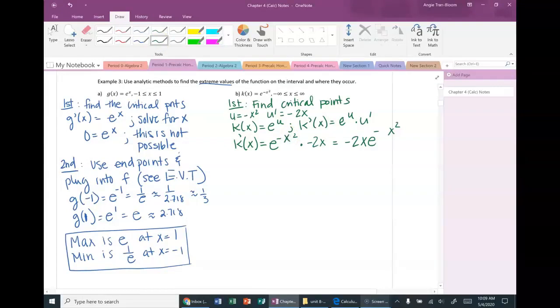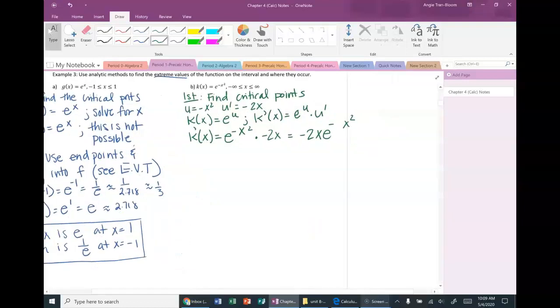Currently we have the derivative, which is -2x times e to the negative x squared. And now, remember, we have to solve for x. So set it equal to 0. Solve for x. That means we take k prime of x, make it 0, equals negative 2x e to the negative x squared. This is a product of factors, so you can take each factor and set it equal to 0.